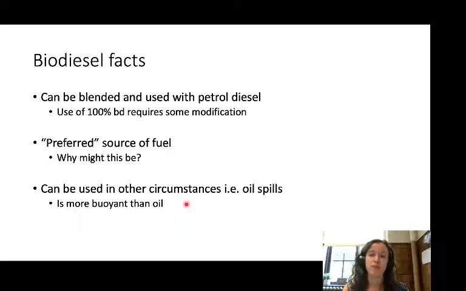Biodiesel has uses beyond fuel as well. It can be used for oil spills. Oil spills are particularly harmful for aquatic life. If you mix a little bit of biodiesel into the oil spill, because that biodiesel is miscible, or mixes, with that oil, but it has a lower density, it allows that oil to rise to the surface of the water and be cleaned up a little bit easier. So, another potentially green use of the reaction we're doing this week.